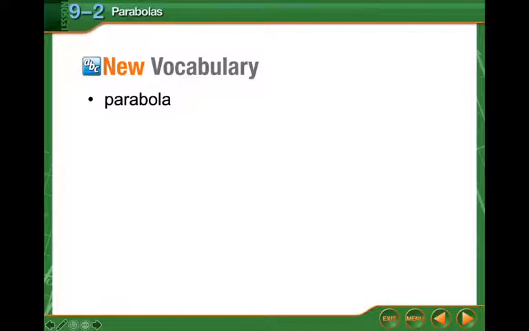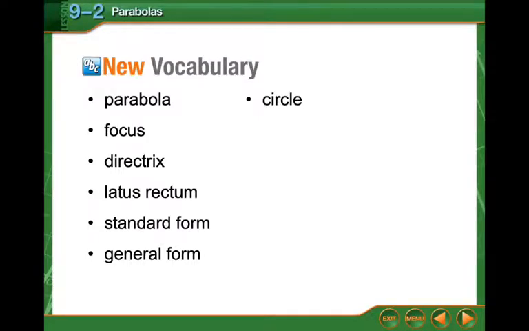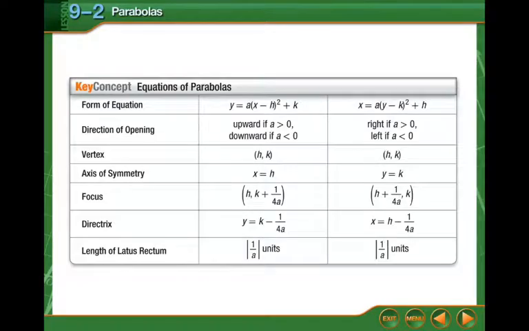So parabolas, first one, and then the pieces to a parabola, the focus, directrix, latus rectum. We aren't going to really use those two very much, but they will be there. Standard form of a parabola, general form of a parabola. Circle is the other conic section. Center, radius, those are the parts of a circle.